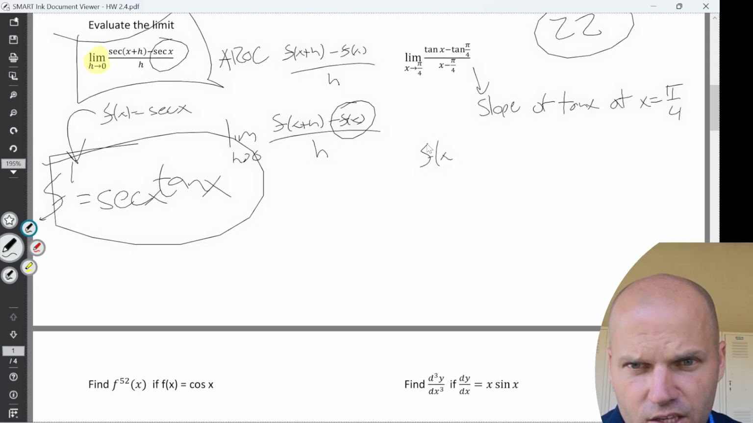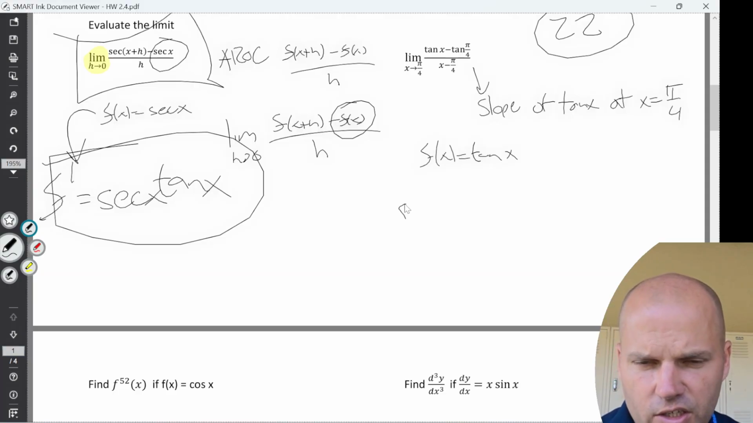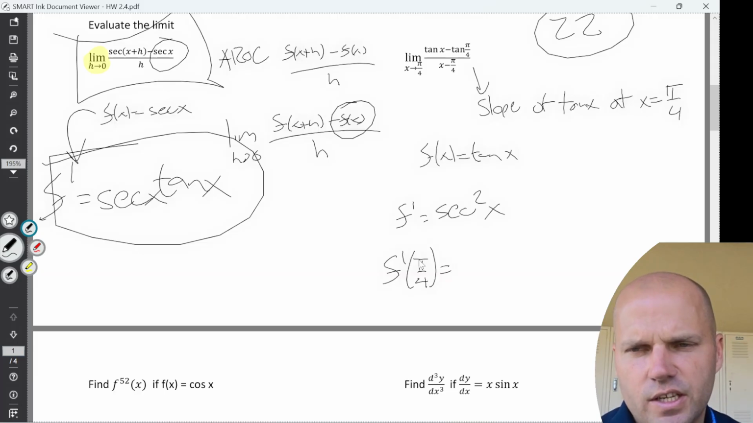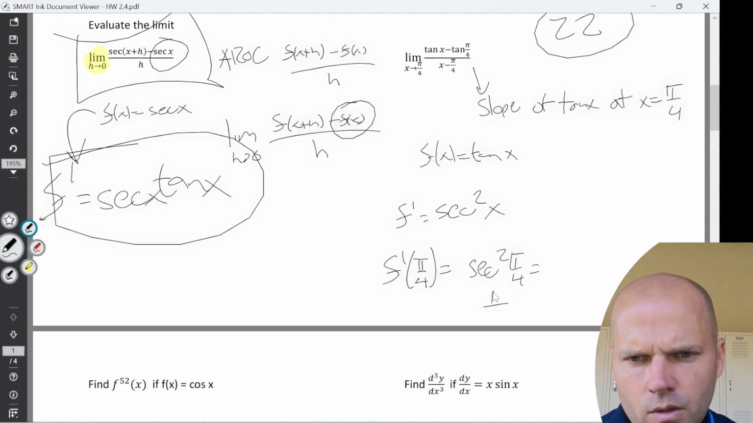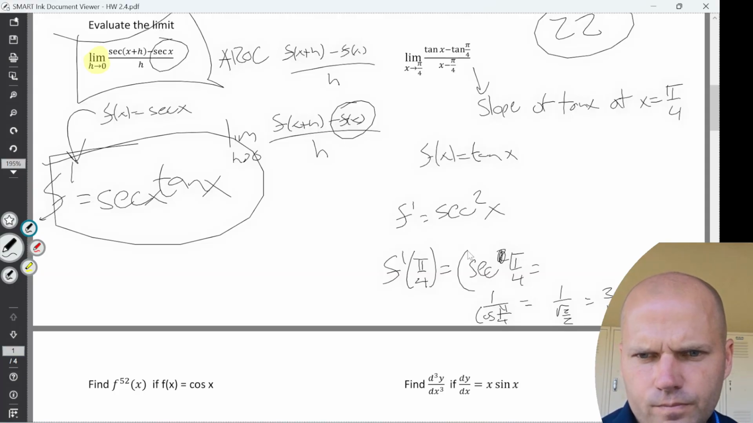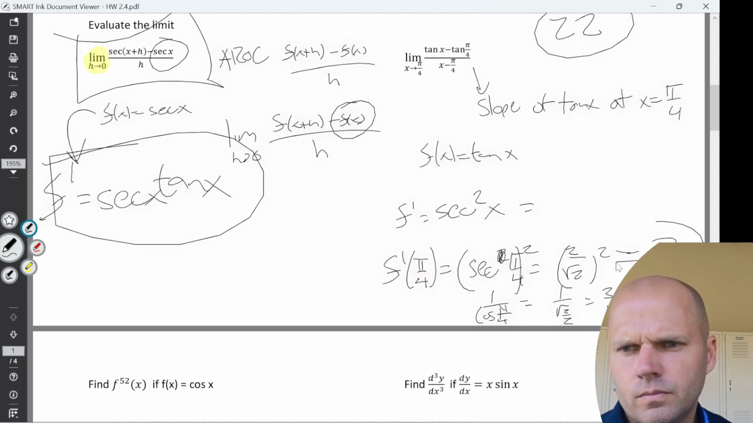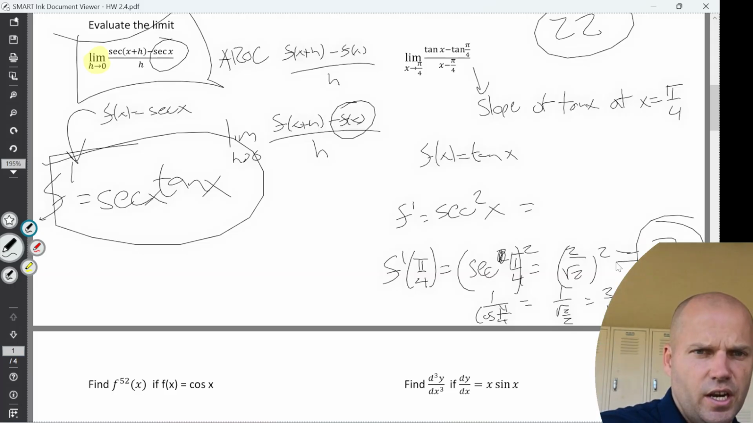So f is tangent. The slopes of tangent are given to you by secant squared. We need to find the slope of tangent at pi over 4. So I need to find the secant squared of pi over 4. Cosine of pi over 4 is root 2 over 2, so secant is 2 over root 2, which I square, which is 4 over 2, which is 2. Do it yourself. Make sure you can get it.